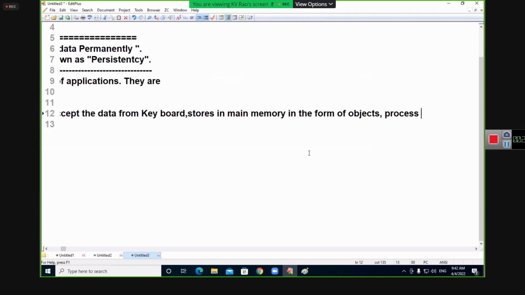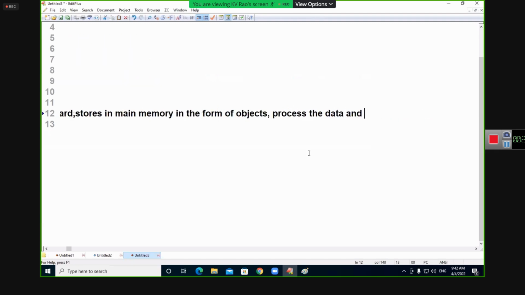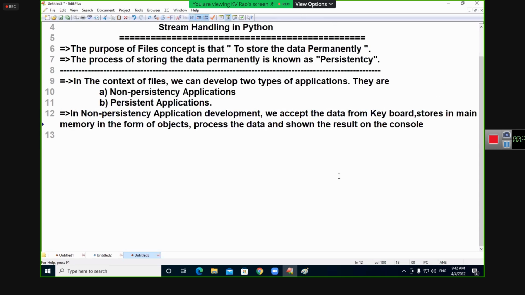Next, process the data and show the result on the console. See that in non-persistent application development, we accept the data from the keyboard, store it in main memory in the form of objects, process the data and show the result on the console.